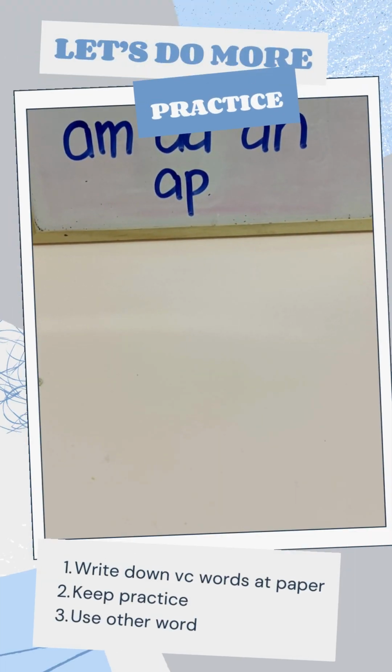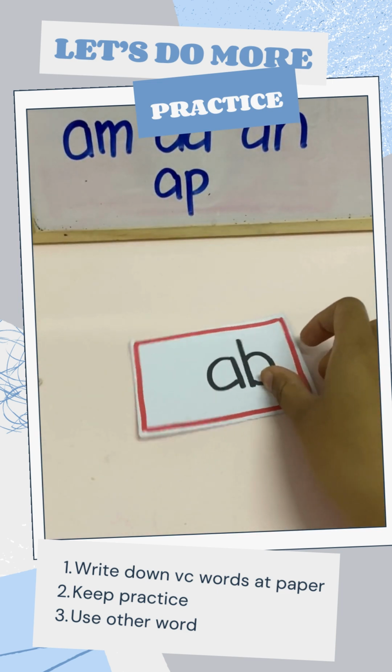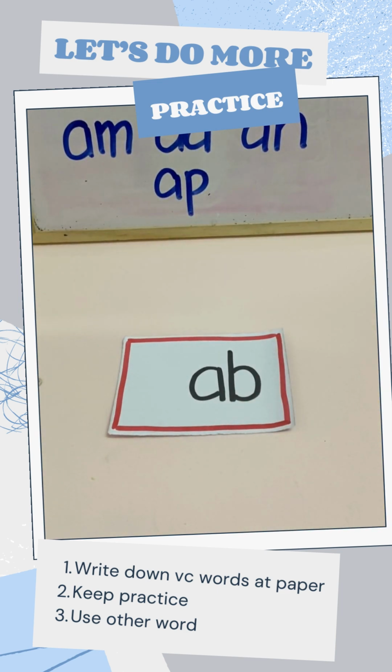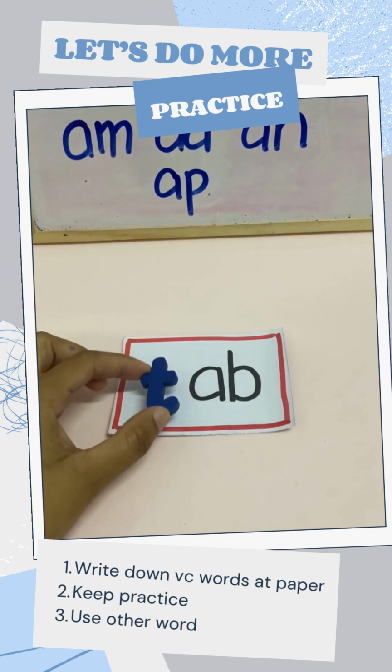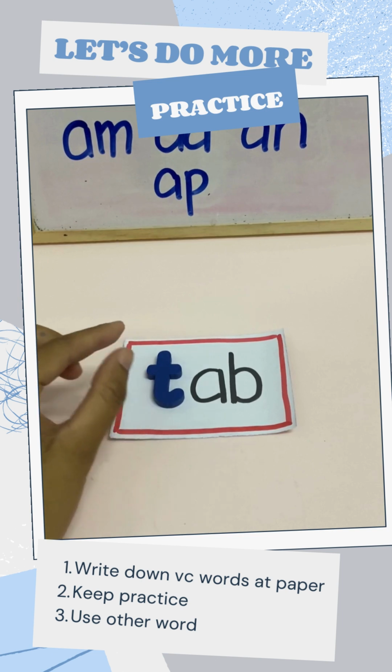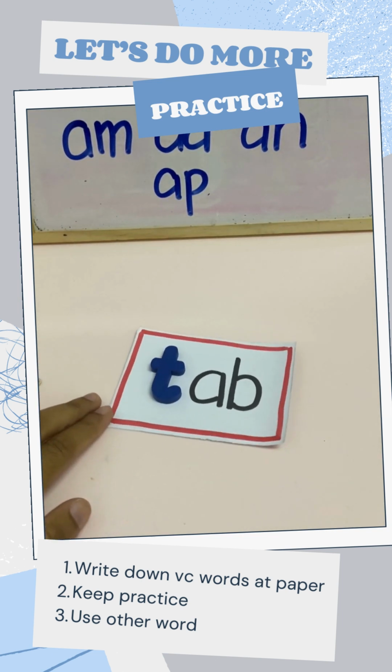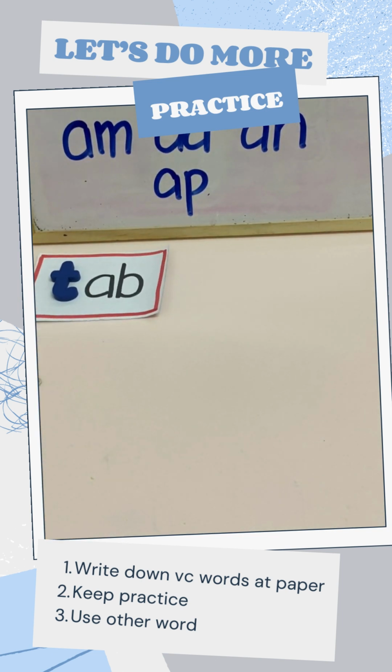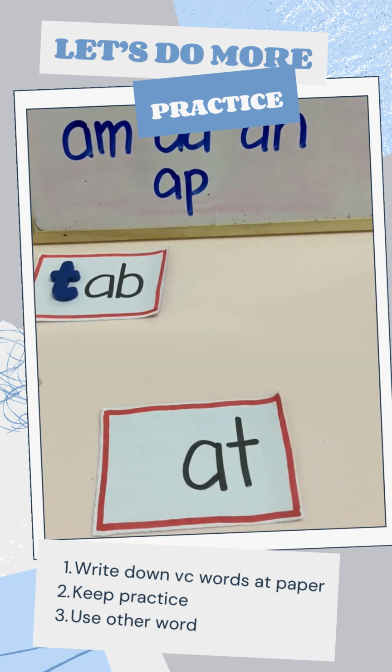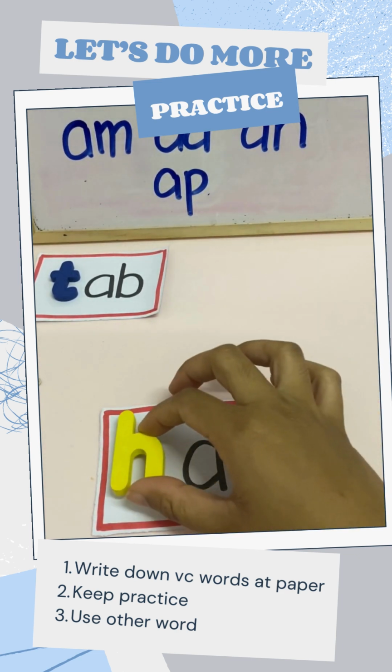Alright, we're going to start with A, B. Which word consists of A, B? It's a... I think it's for that. Good job. Next one is A, T. What consists of A, T? It's hat.